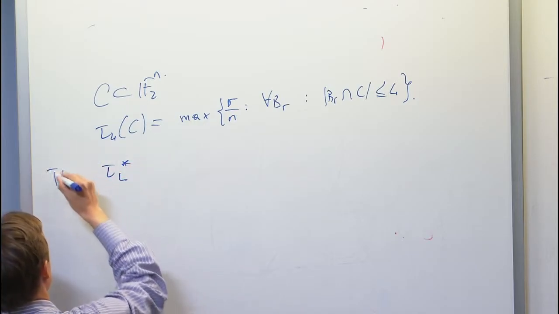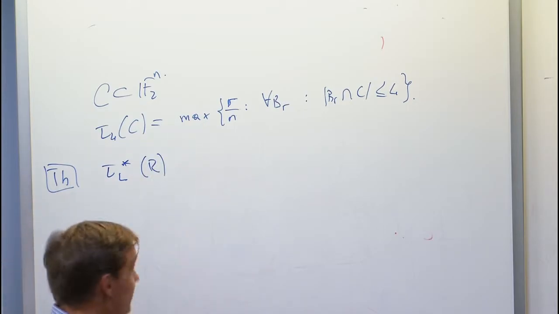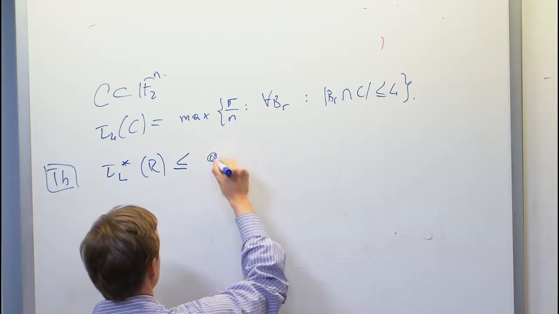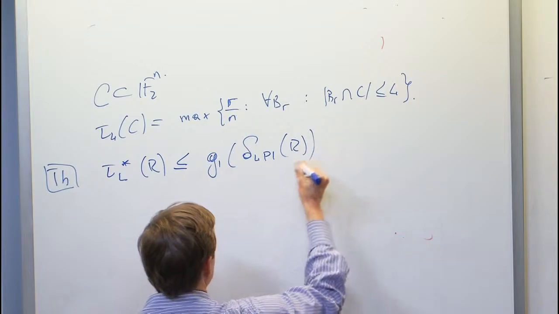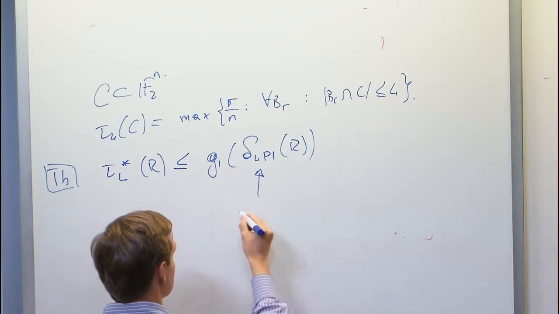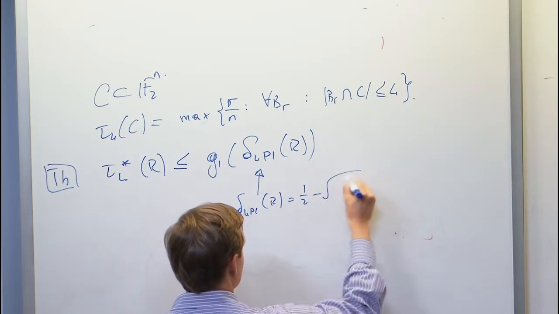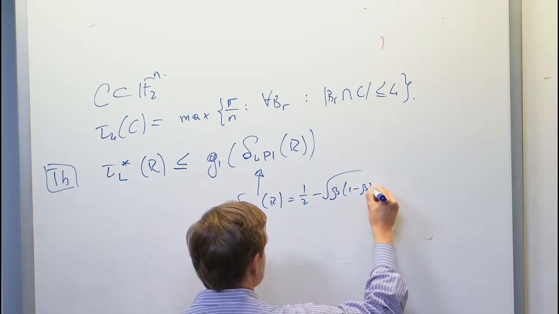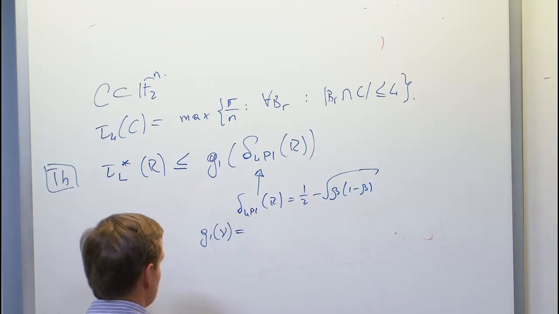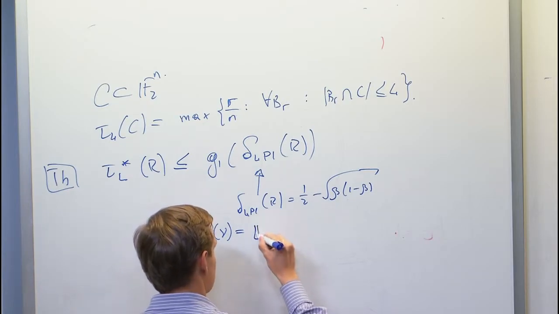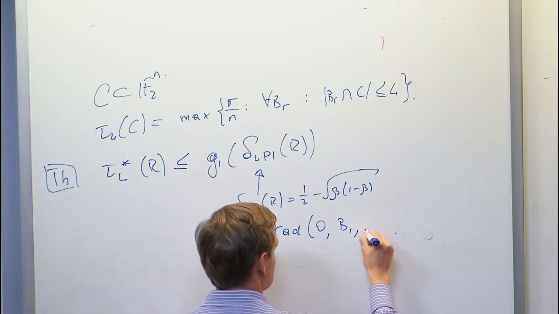The theorem that we're trying to prove is that for any code of rate R, tau L star is upper bounded by some function G1 of delta LP1 of R, where this is the linear programming bound. So delta LP1 of R is 1/2 minus root beta 1 minus beta, and G1 of nu I'll define in a second. It's the following strange object.